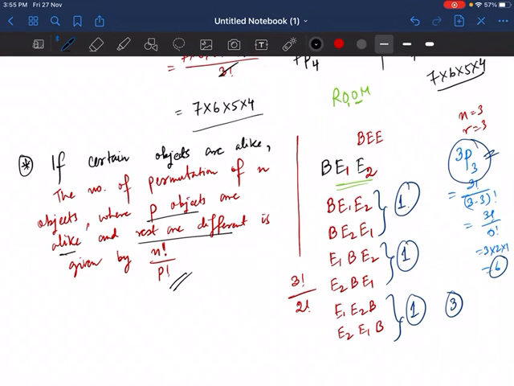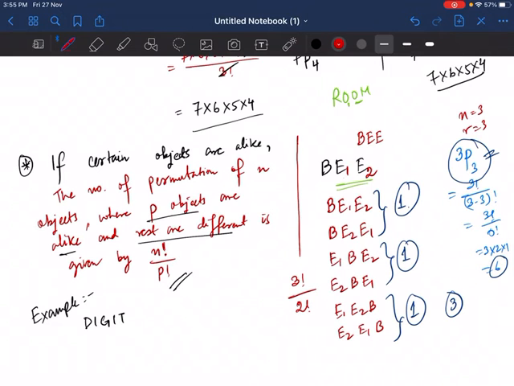Suppose we have the word digit. Let's do one example. Suppose we have the word digit, and how many ways can we arrange this word digit? That's my question. How many ways can we arrange this word digit?